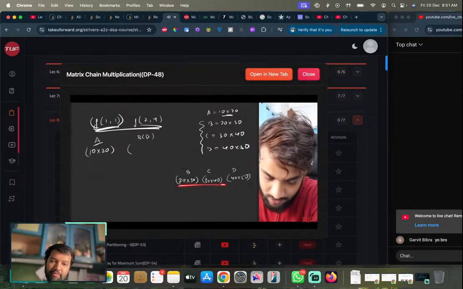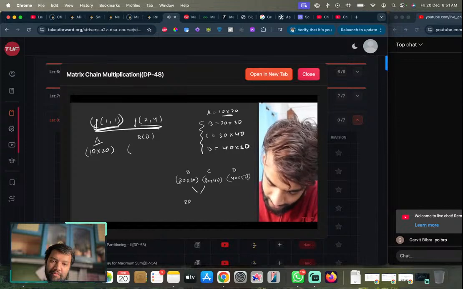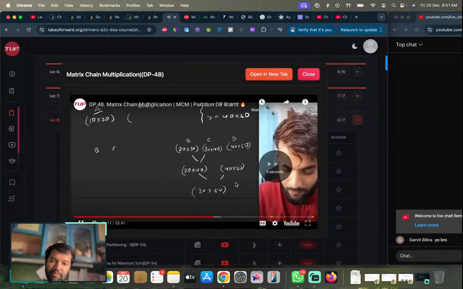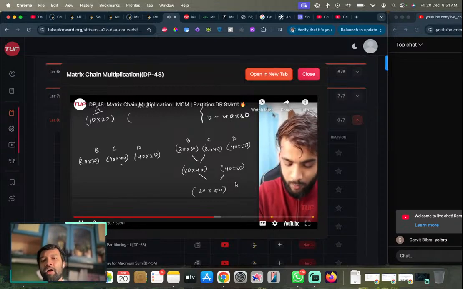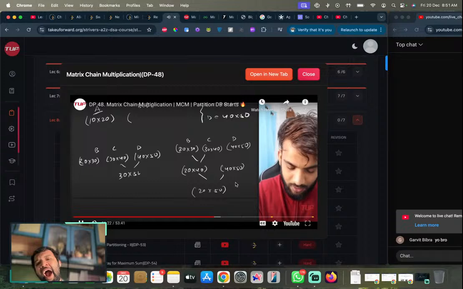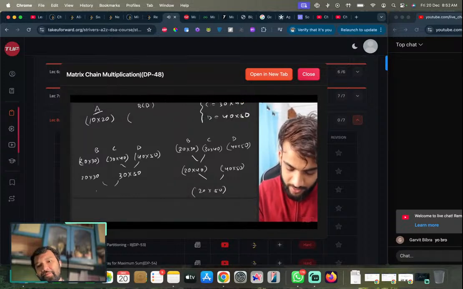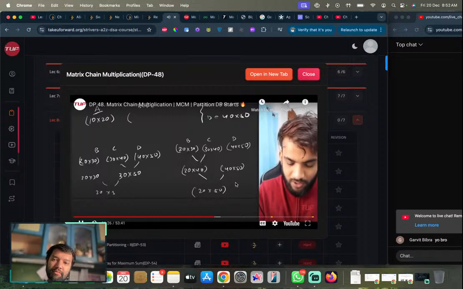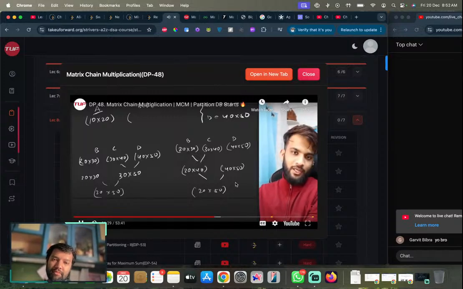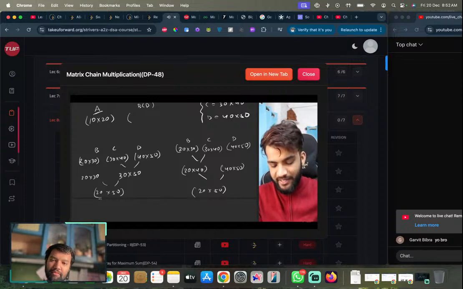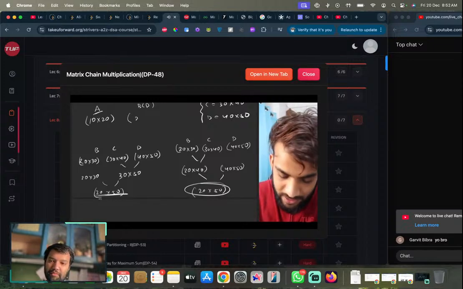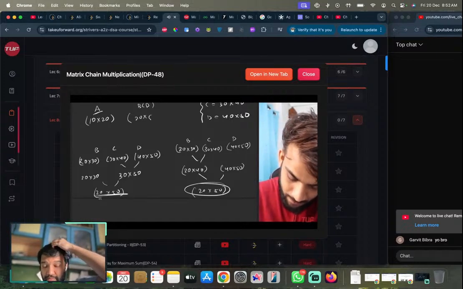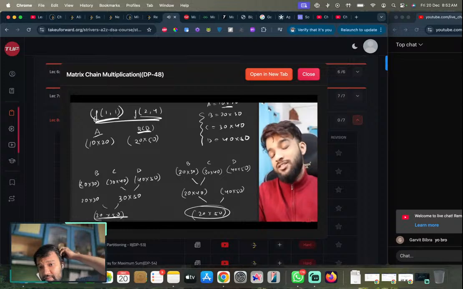So assume you multiply this, you get 20 cross 40. Assume you multiply this, which is 20. If you do it the other way, it's 30 cross 50, 20 cross 30. And if you again do it, it's 20 cross 50. No matter in which way you do the multiplication, the resultant matrix will be of size 20 cross 50 only. So that's the resultant size of BCD.